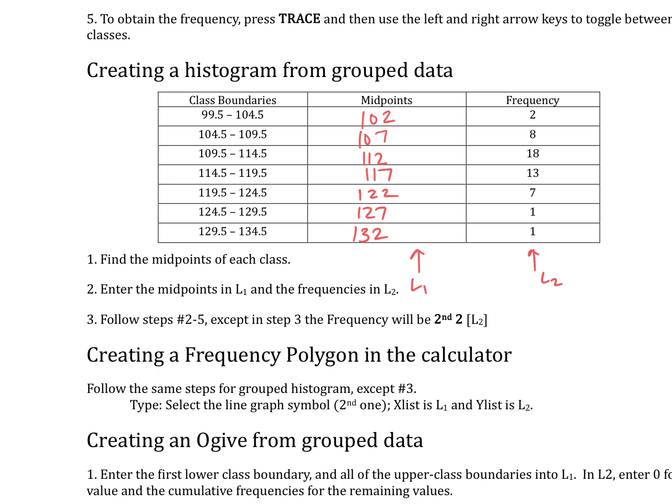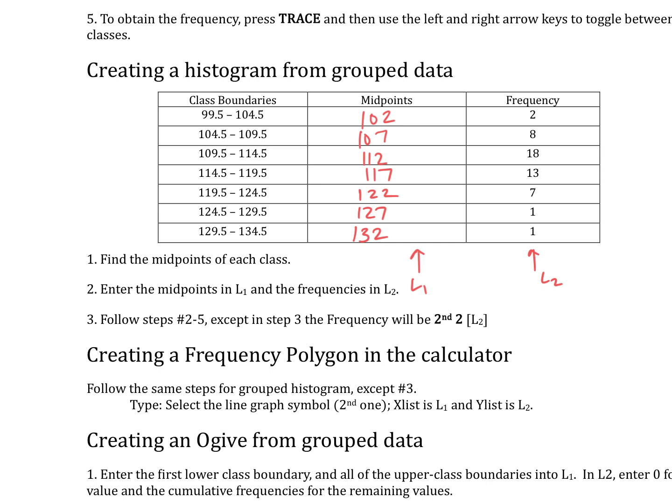And then again, I think you need to change your window because now I have a height of 18 for one of my frequencies. So your X-min and max, I believe, can stay the same, but your Y-min and max I'm going to do like -2 up to 25. Y scale, you can leave it at 1 or you can change it. It's not going to do anything other than how close your tick marks are going to be. Okay.